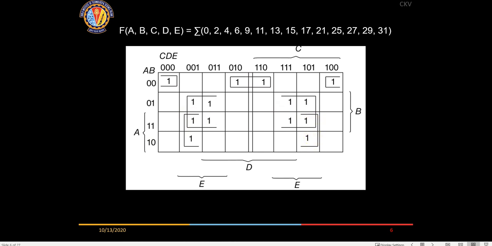Are you able to see my mouse? I just forgot to make it slightly bigger. Are you able to see? Yes, you are able to see?